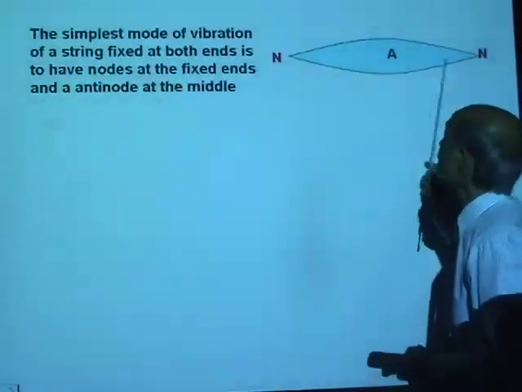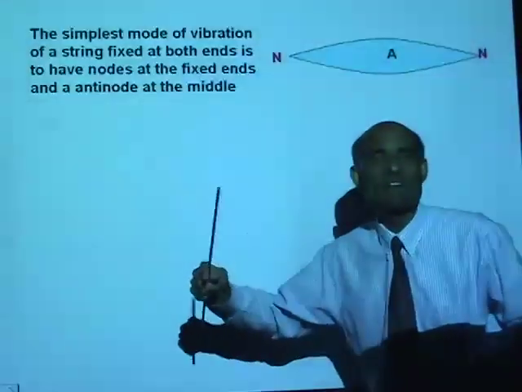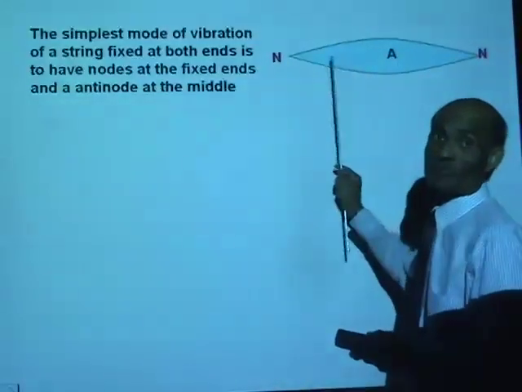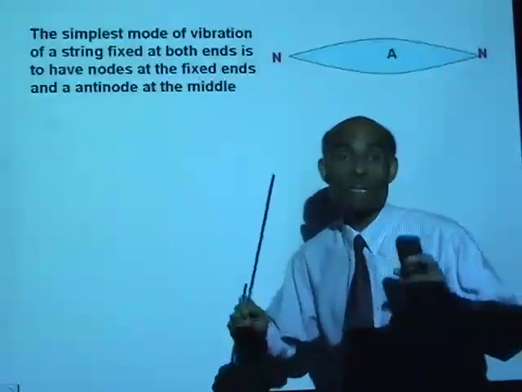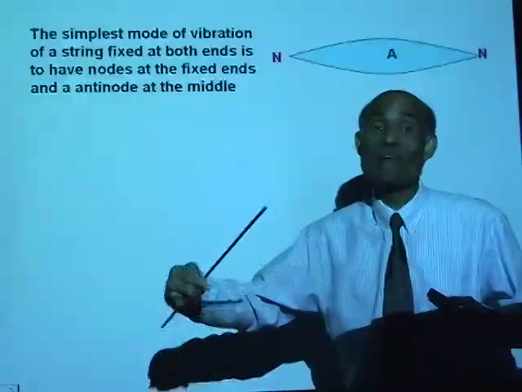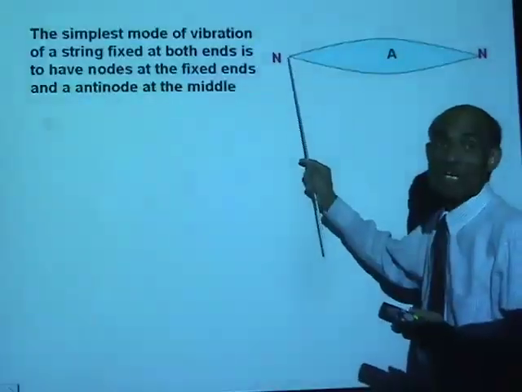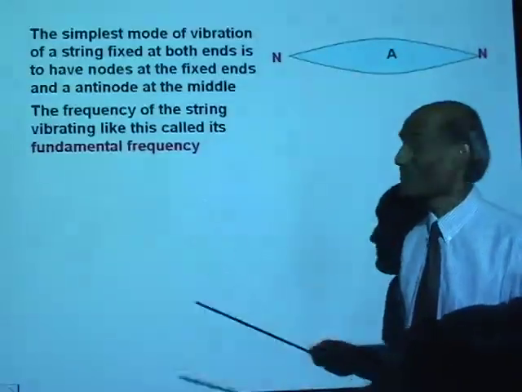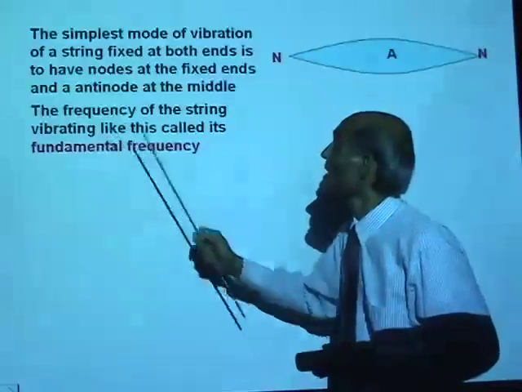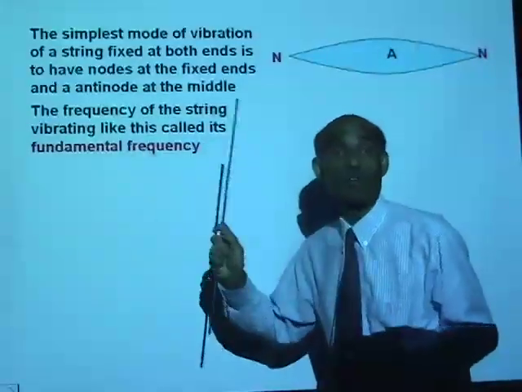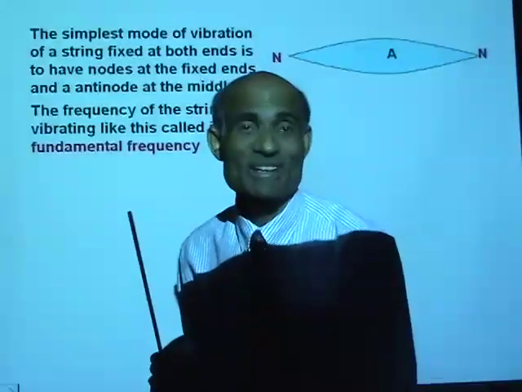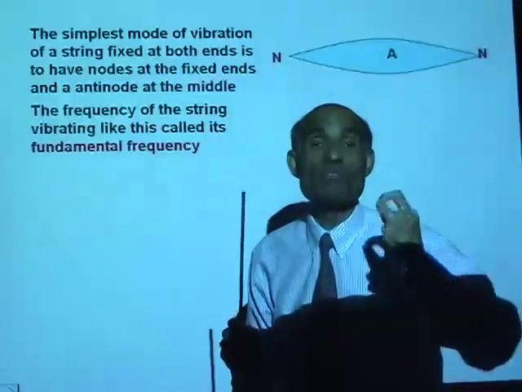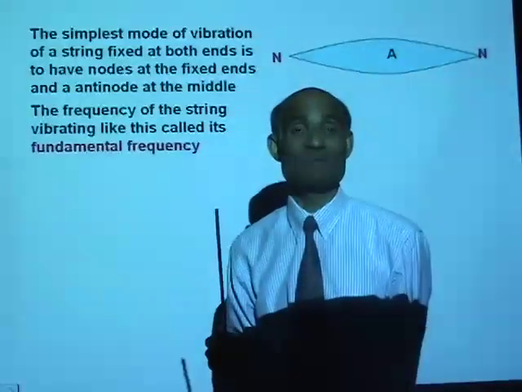And what is the length of the string in relation to the wavelength at that time? Can you tell me? This is the complete length of the string. The complete length of the string now contains how many wavelengths? The distance between two adjacent nodes is half of a wavelength. Is that right? Now, the frequency of the string vibrating like this is called the fundamental frequency of the string. So when the string vibrates in one segment, the frequency of vibration is the fundamental frequency. Okay?